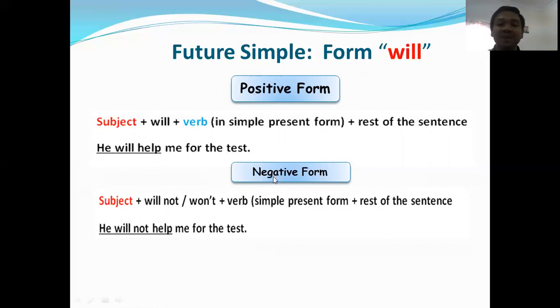Let's proceed to the negative form. We have here the subject. It's very easy. Just simply add the word not to make it negative. Subject, will not or won't. Won't is a contraction, a shortcut of will not. So subject plus will not or won't plus verb one or simple present form plus the rest of the sentence. As easy as that. So you'll say, he will not help me for the test. He is the subject here, and will not plus verb one or simple present form.